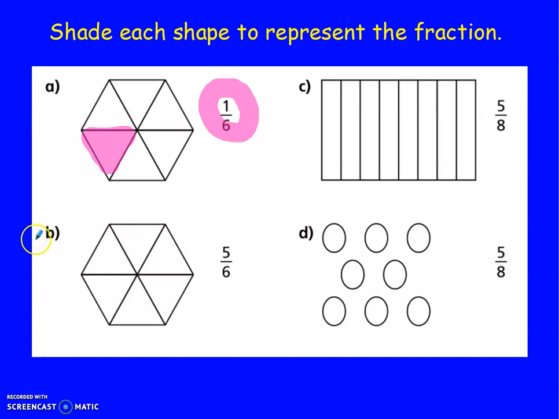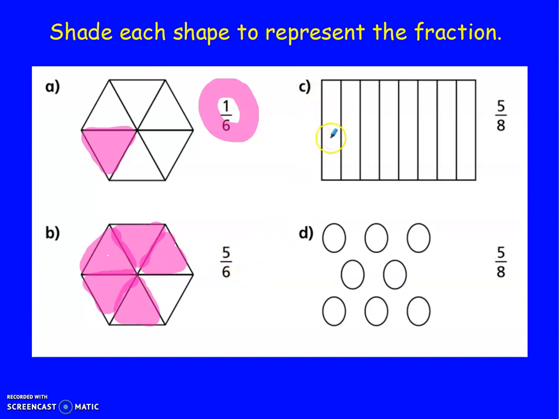Okay, let's have a look at B together. So B is the same shape as A. There are 6 equal parts, but this time it is telling us to shade 5 of the 6. So 5/6 of the shape should be shaded. 1, 2, 3, 4, 5. So I've shaded 5/6 of my shape.